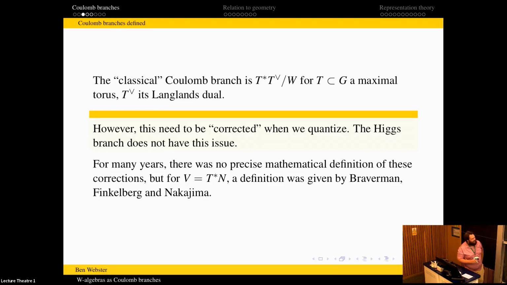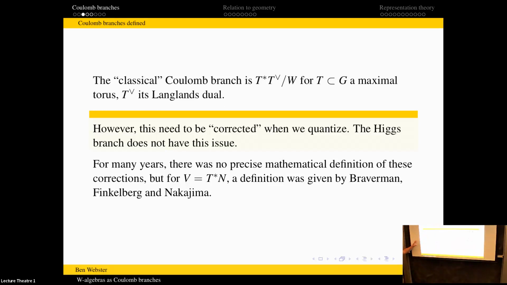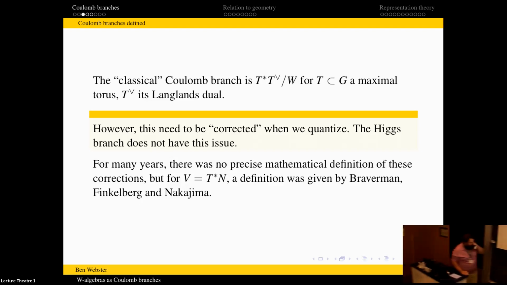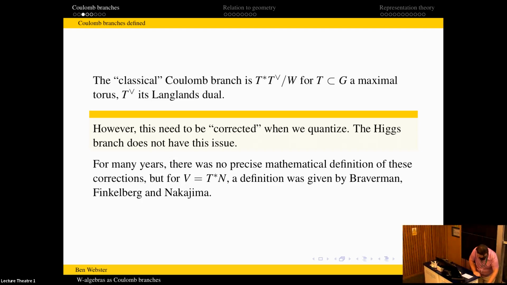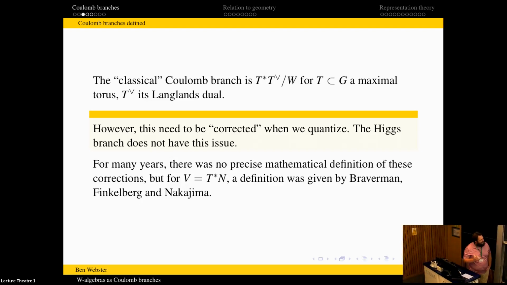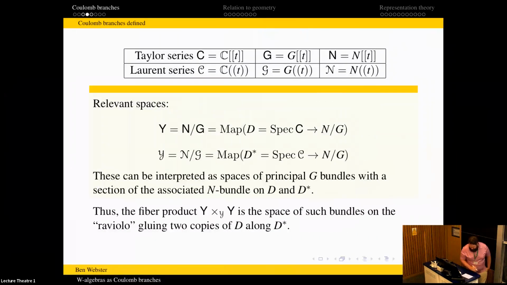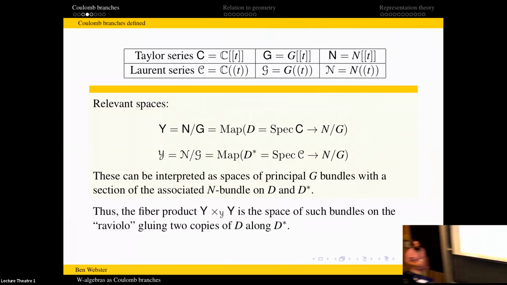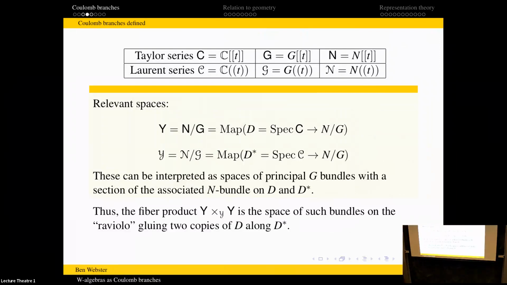But luckily, around that time, Braverman, Finkelberg, and Nakajima actually gave us a precise answer for how to add in these corrections. And then suddenly, maybe not everyone agrees with me, but I realized that Coulomb branches are actually much easier than Higgs branches, and that I had been a sucker for all these years trying to work with Higgs branches when they're much harder. All right, so what are Coulomb branches? I might regret this, but I felt like I should go through the definition.